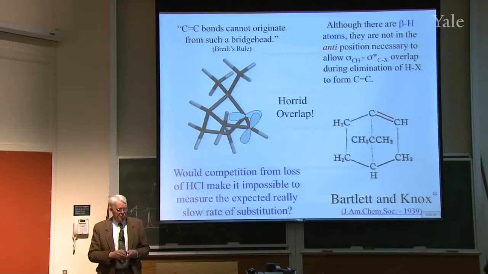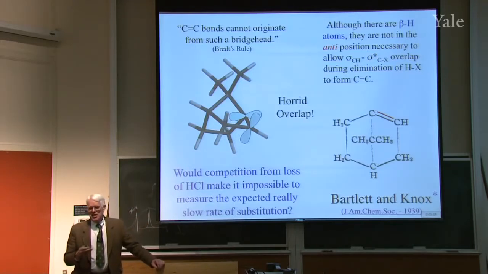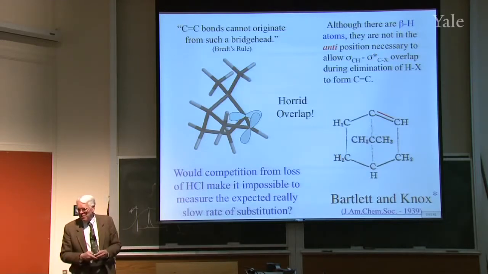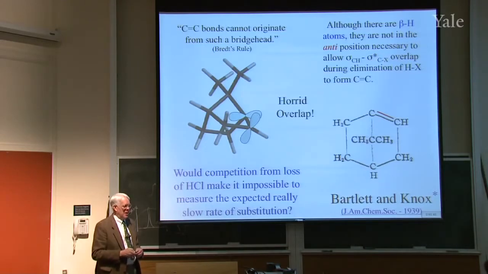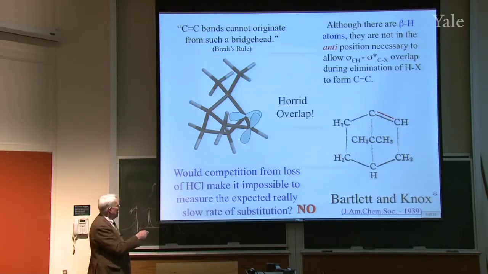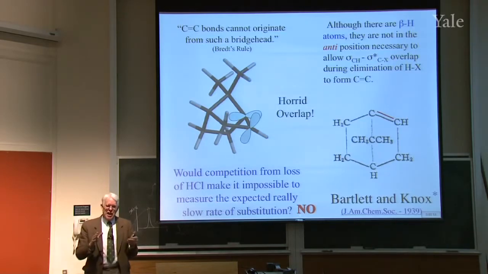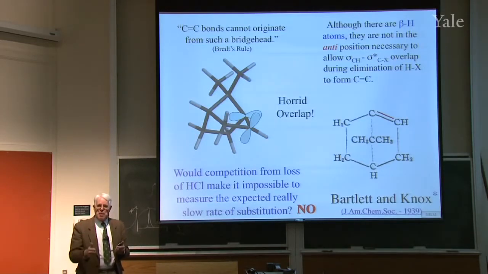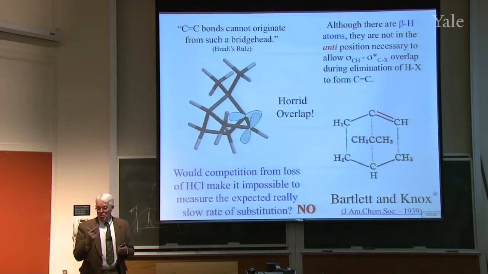Incidentally, I looked up Bredt's paper yesterday, and it's interesting that Bredt himself calls it Bredt's rule. Usually somebody else names it in honor of the inventor, but Bredt didn't wait around. Okay, so would competition from loss of HCl make it hard to do? No. So here's the beauty of the design of this molecule. It can't do backside displacement. If it forms a cation, it has to be a non-planar cation, and it can't do elimination.